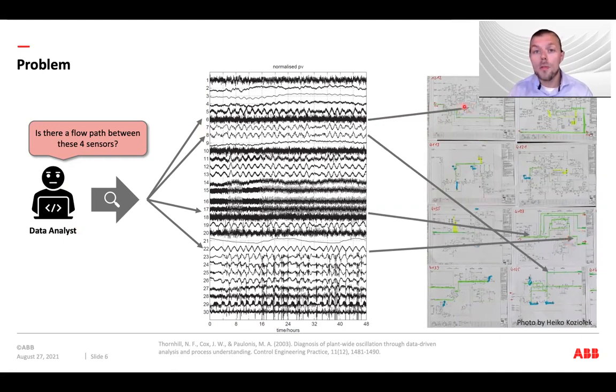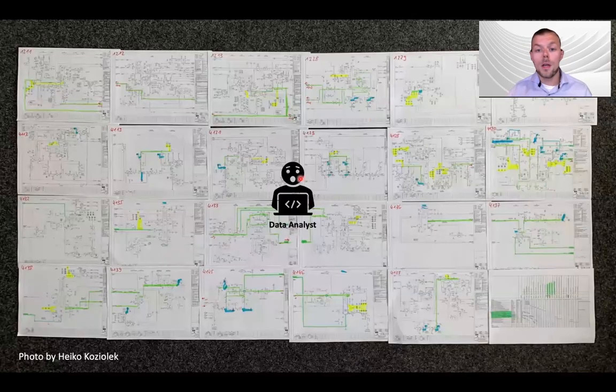But when it comes to the full amount of pages of the diagram, he's really shocked. And you can imagine now it will be very time consuming and error prone since human cognition is limited and you may overlook important flow paths. This photo was taken by my former colleague Heiko Koziolek, and they had to spread out the diagram pages on the floor because it required so much space.